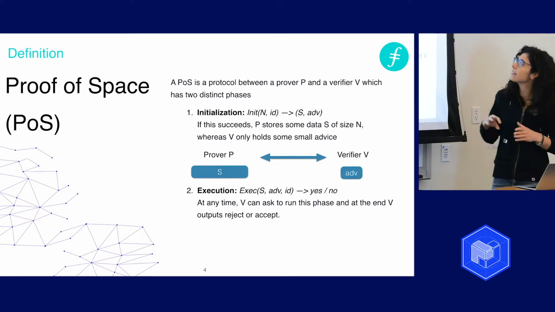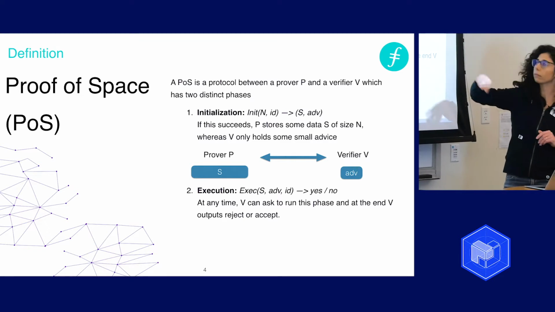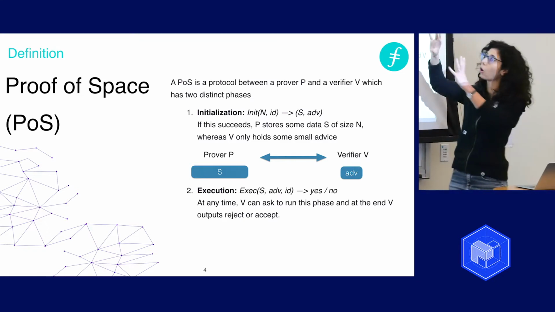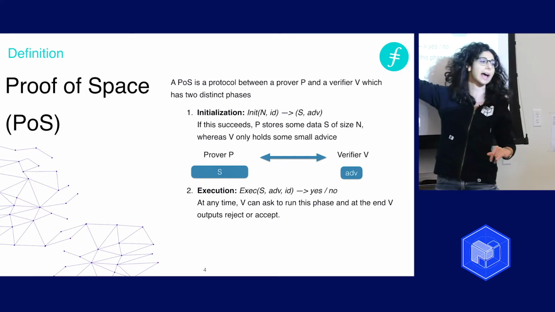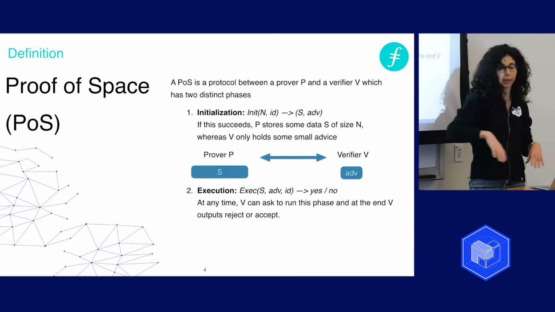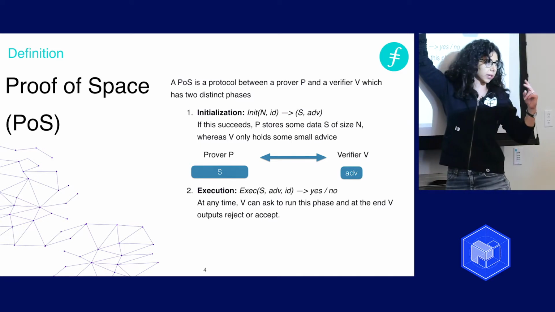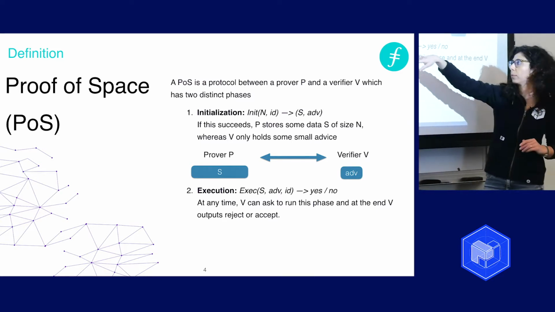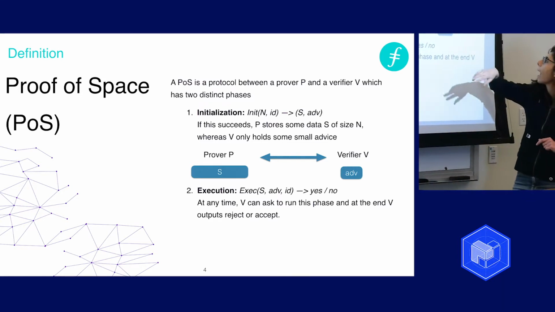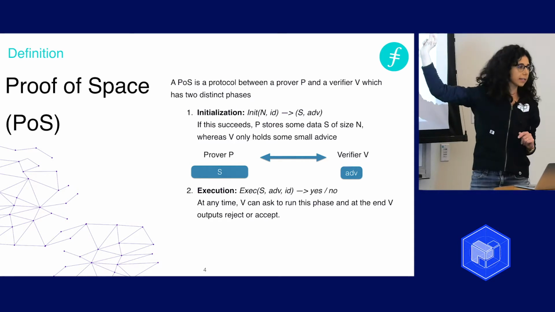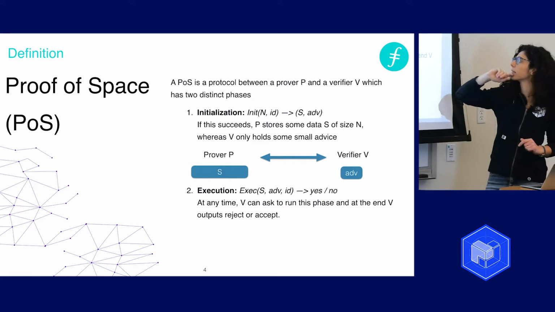A way to formalize this is that we have these 2 phases. We have an initialization phase, where the goal is for the prover and the verifier to produce this string S. It's the filler for the space, so it has to be long. If my parameter for measuring the storage is called N, it has to be N storage units. Instead, the verifier keeps just a small advice, a very short string. This communication has to be efficient. I'll go back to this in a second.